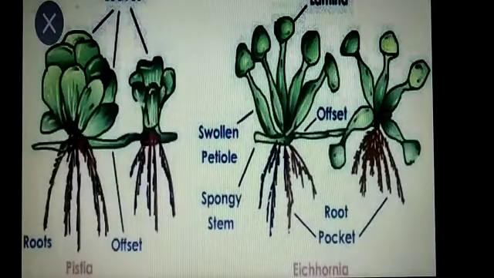The next one is offset. Actually, offsets are one-internode-long runners which develop a tuft of leaves at the apex. You see in the apex part, a cluster of leaves is present, and the example is Eichhornia, which we also call terror of Bengal.